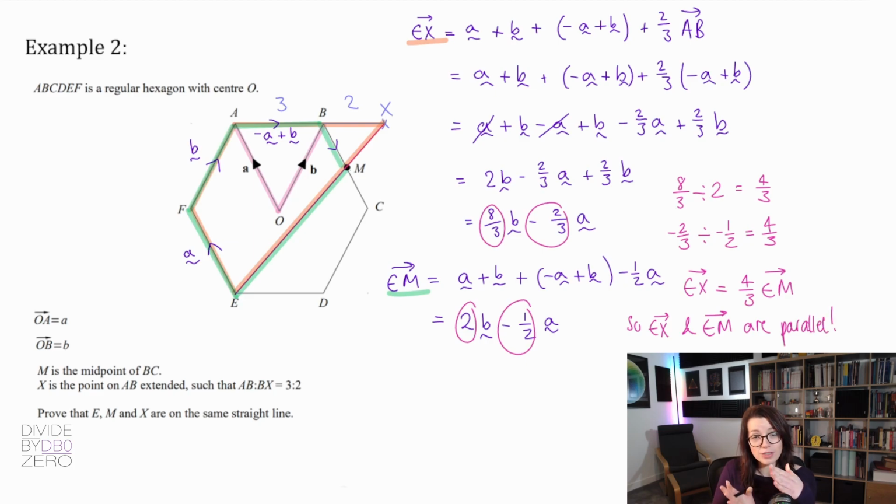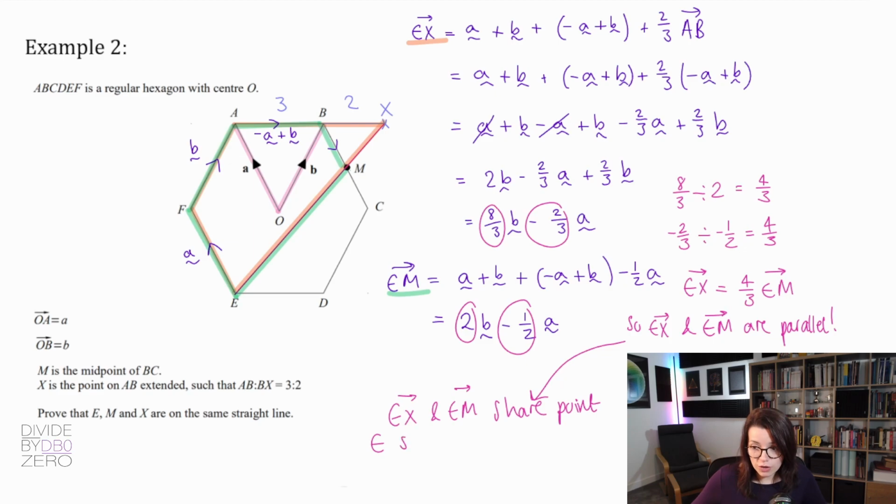So we've shown that the two vectors are parallel, but that's not quite enough to show that they're on the same straight line. So we also need to state that vectors EX and EM share point E, as in they both have the point E in them. So that is enough to prove that E, M and X are all on the same straight line.